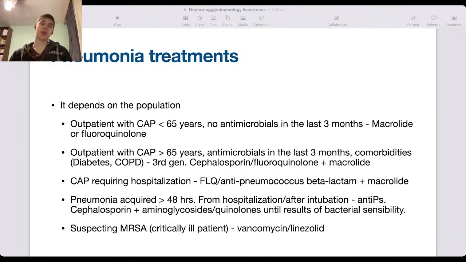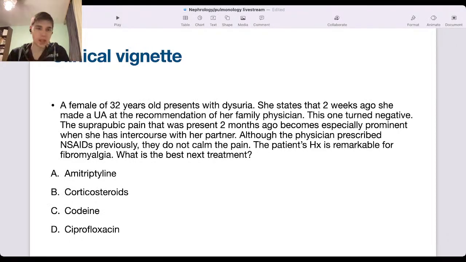Okay, let's get to the third vignette. A female of 32 years old presents with dysuria. She states that 2 weeks ago she had a urine analysis at the recommendation of her family physician. This one turned negative. The suprapubic pain that was present 2 months ago becomes especially prominent when she has intercourse with her partner. Although the physician prescribed NSAIDs previously, they do not calm the pain. The patient's history is remarkable for fibromyalgia. What is the best next treatment? Amitriptyline, corticosteroids, codeine, or ciprofloxacin?